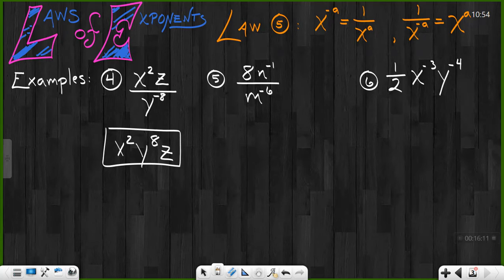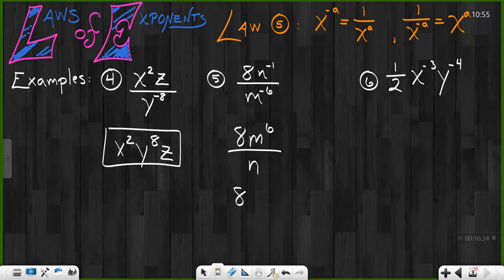Let's take a look at the next one. In this case here, I've got two negatives. The n has a negative 1 and the m has a negative 6. My 8's going to stay up top. That doesn't have a negative exponent. However, that n to the negative 1 is going to go down below and the m is going to come up top. Notice I turned both exponents now positive because I moved them to where they belong, and therefore I can write them like that.